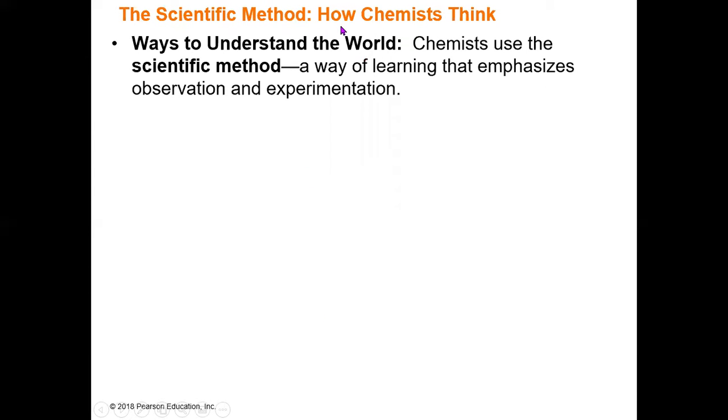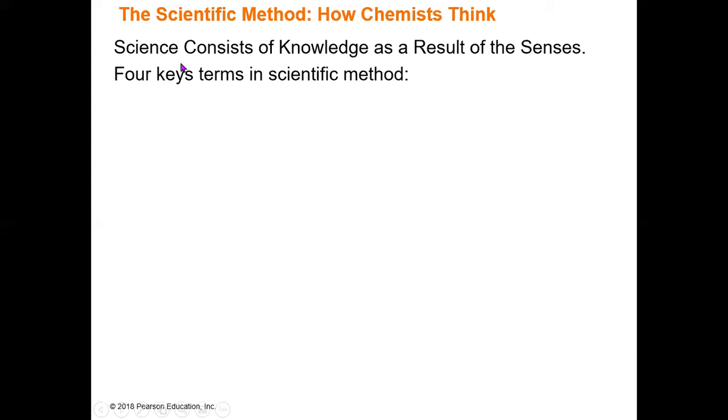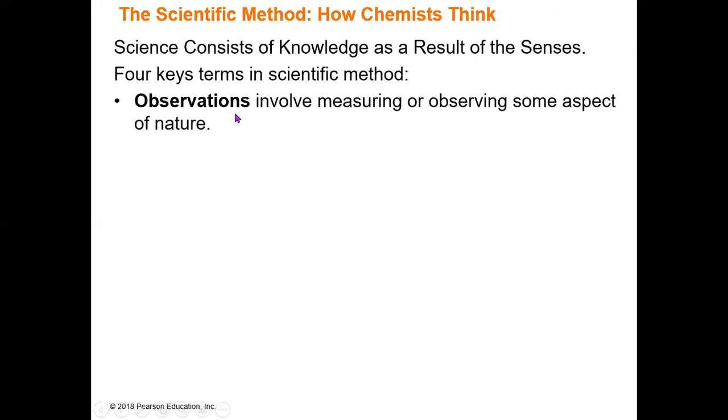The scientific method, how chemists think. Ways to understand the world. Chemists use the scientific method, a way of learning that emphasizes observation and experimentation. Science consists of knowledge as a result of the senses. 4 key terms in the scientific world are the observations. Observations involve measuring or observing some aspect of nature.